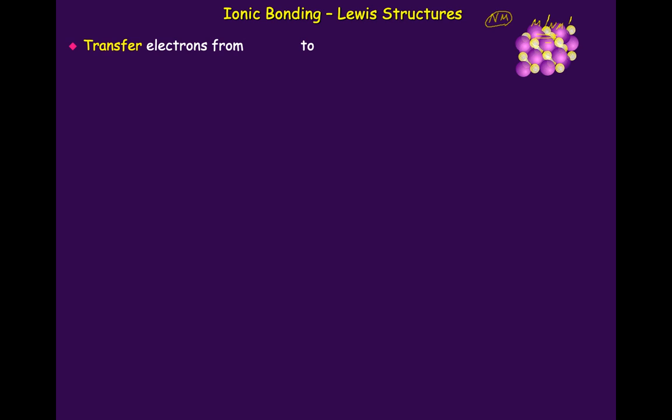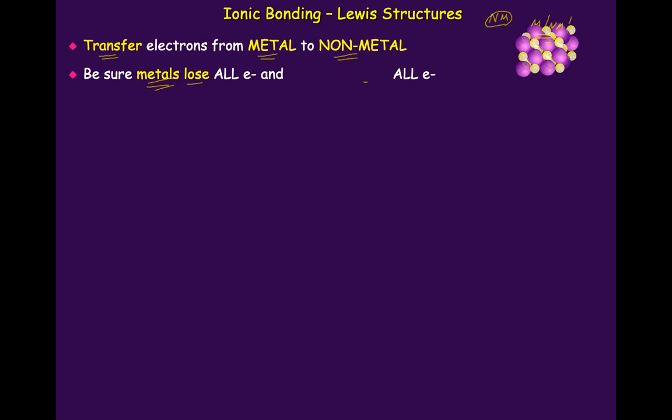So number one, first we're going to transfer the electrons from the metal to the non-metal with my dots, and I'll show you how to do this. Something you want to keep in mind is to make sure that your metals lose all of the electrons and the non-metals gain all the electrons. So the number lost has to equal the number gained. Gain must equal the loss. You've heard that 1,000 times before, so that is important to know also.